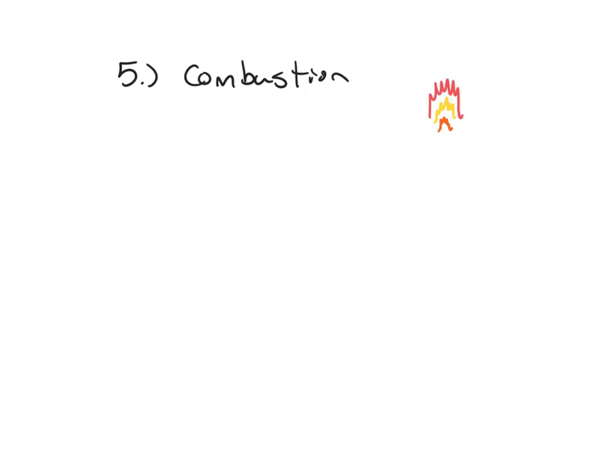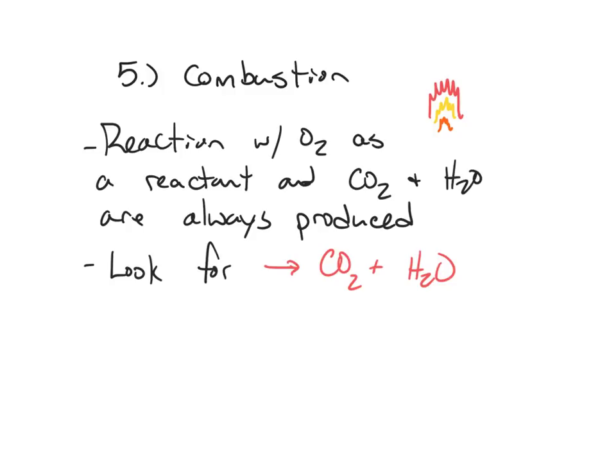Next up is everybody's favorite and the fifth type of reaction, and it is known as combustion. And I've drawn a little fire over here. So this reaction happens when O2 is part of the reaction side on the left-hand side of the arrow, and CO2 and H2O are produced. What you look for is the arrow and CO2 and H2O on the product side. If you see CO2 and H2O as products, it is a guarantee that it is a combustion reaction.